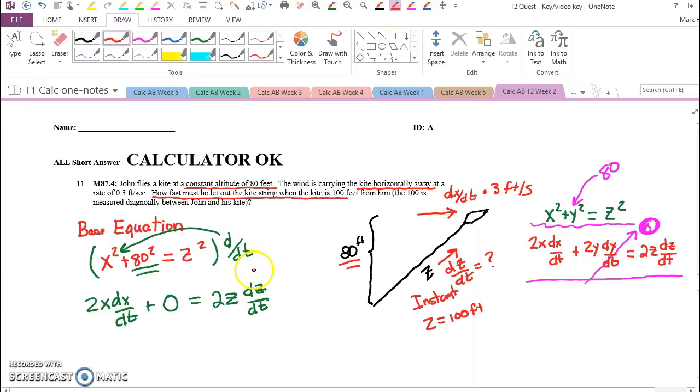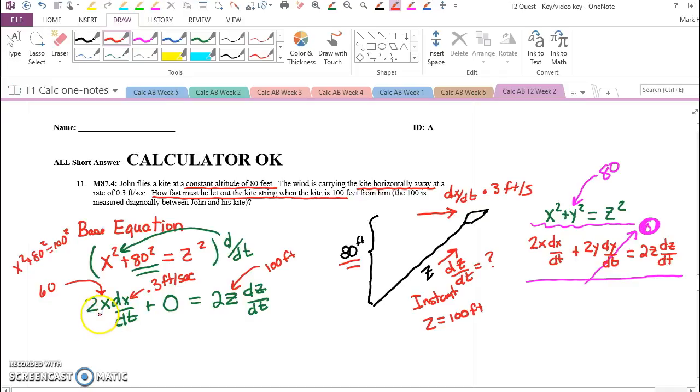At an instant now, we can plug this in as 100 feet. At that same instant, we can solve using the Pythagorean theorem our original base equation, and this turns out to be 60. The other piece we need is that the wind is carrying the kite horizontally away. You're told horizontally, so that means dx/dt is 0.3 feet per second.